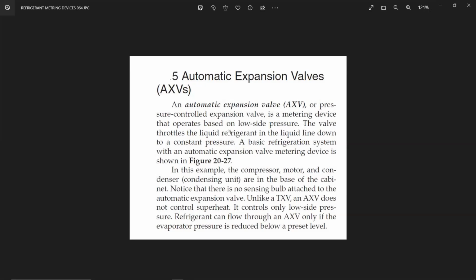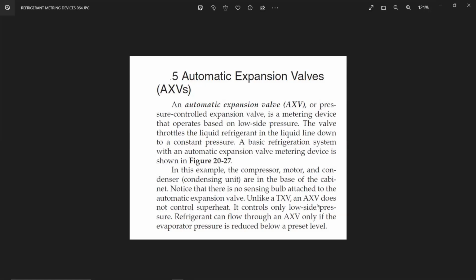The valve throttles the liquid refrigerant in the liquid line down to a constant pressure. A basic refrigerant system with an automatic expansion valve is shown in the next figure. In this example the compressor, the motor and the condenser unit are in the base of the cabinet. Notice there is no sensing bulb attached to the automatic expansion valve. Unlike a TXV, the AXV does not control superheat.